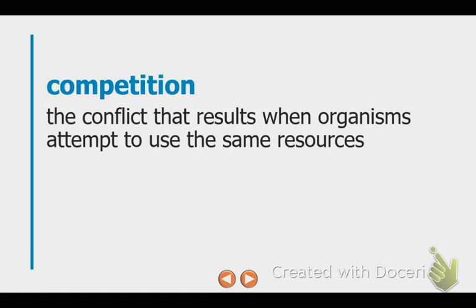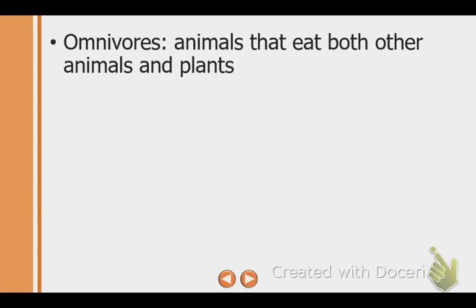Sometimes we have competition, which is a conflict that results when organisms attempt to use the same resources. If you have two different packs of lions going after the same animal, then you will have some competition, and there are different relationships involved with that. They have to weed out the competition in order to get their food source. We also have omnivores. These are animals that eat both plants and animals.